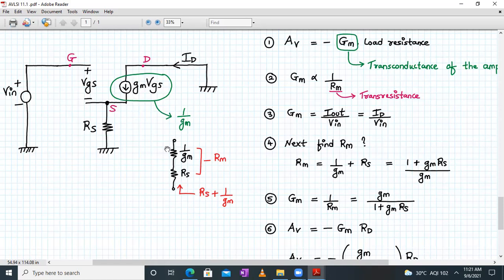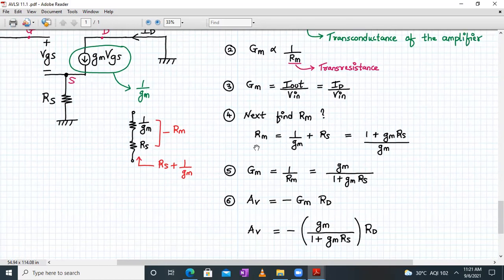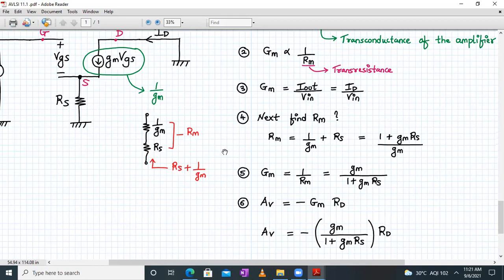So effectively we have two resistances in series: one is 1 upon gm and the other is RS. Together we call this Rm. The resistance looking at the source terminal will be RS plus 1 upon gm, so Rm equals 1 upon gm plus RS, and Gm is 1 upon Rm, which equals gm upon 1 plus gm RS.